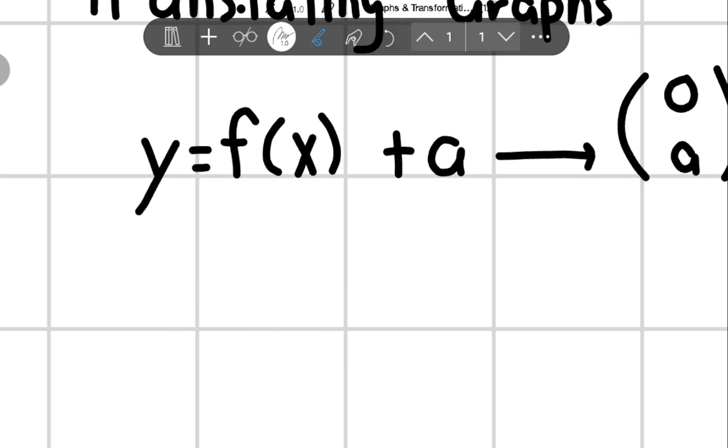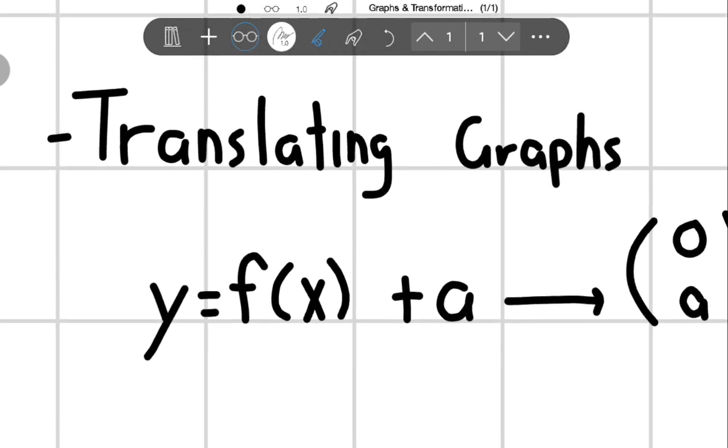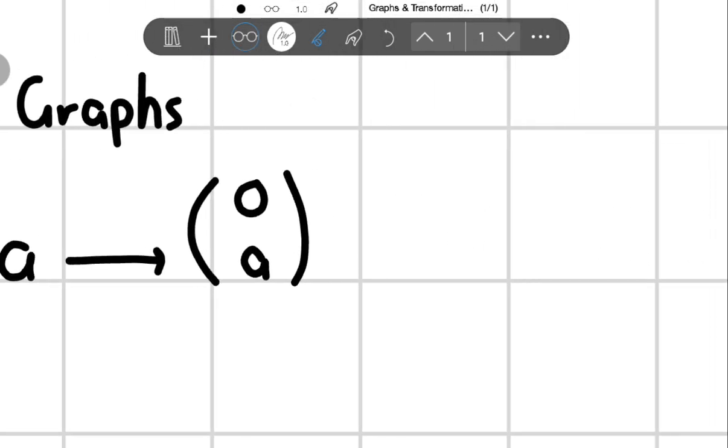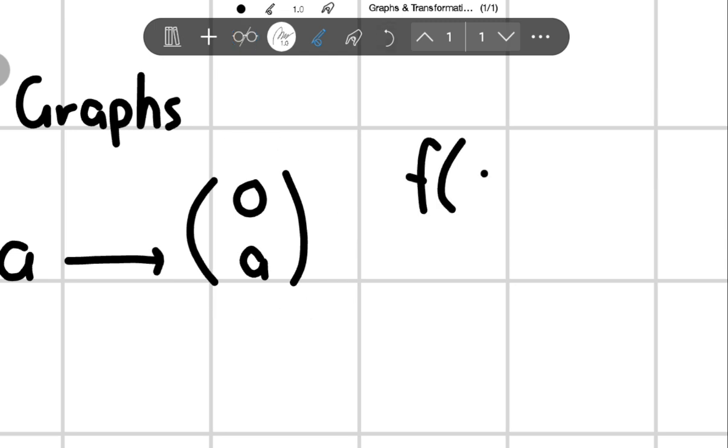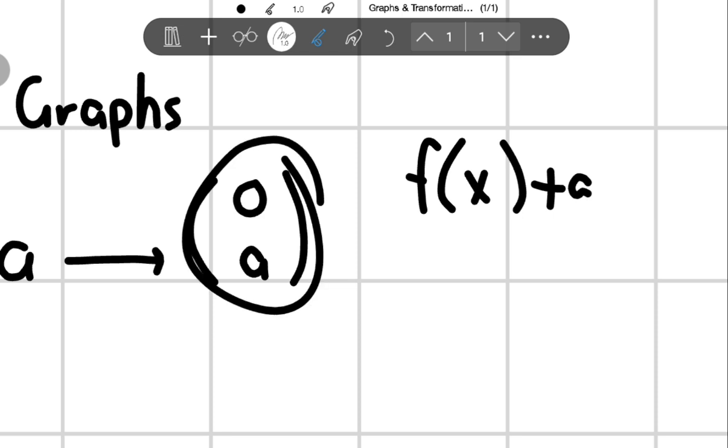And for the x, if you want to translate the x coordinates of your graph, this is just in vector terms. If you add a to a function like this, you're just basically shifting your graph vertically by a.